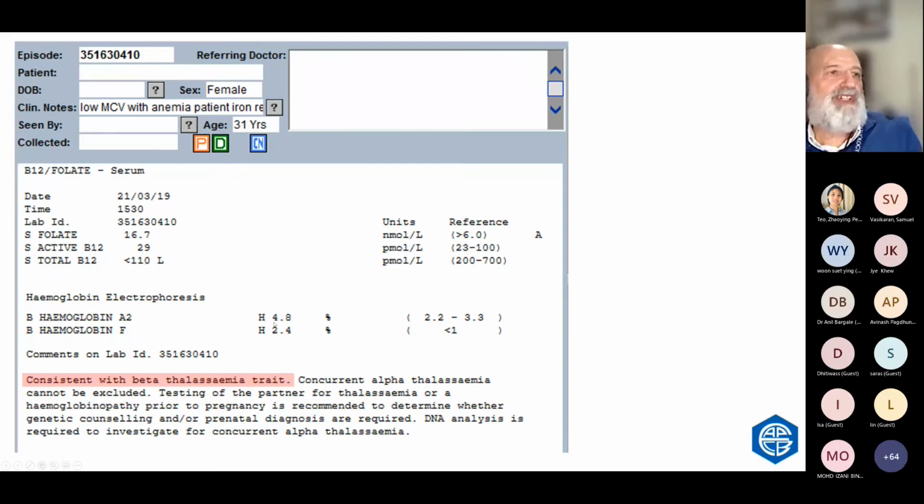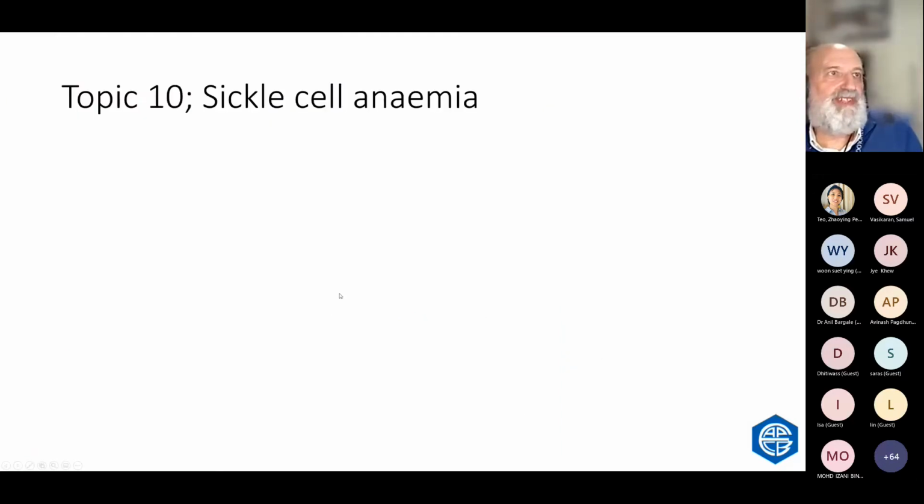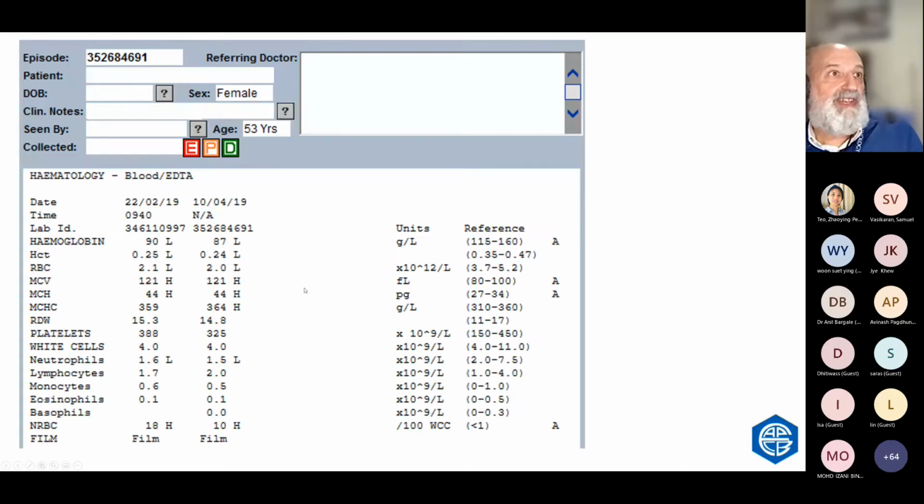And she had a hemoglobin electrophoresis, which showed she has beta thalassemia trait. Beta thalassemia trait usually causes that severe, very low MCV and anemia, and you should always consider it. Sickle cell anemia is a little bit different.